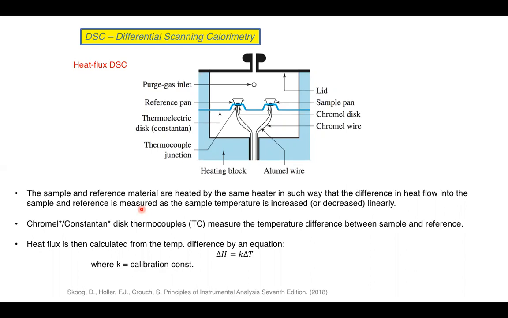So in the power compensated DSC, we were measuring electricity. Here we're measuring the difference in the amount of heat. Chromel-constantan disc thermocouples measure the temperature difference between sample and reference, and heat flux is then calculated from the temperature difference by this equation, where ΔH, the change in heat, is equal to KΔT. K is the calibration constant for your system, and ΔT is obviously the change in temperature.